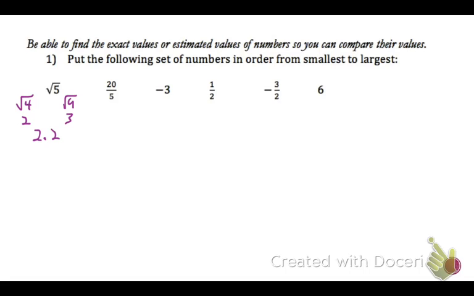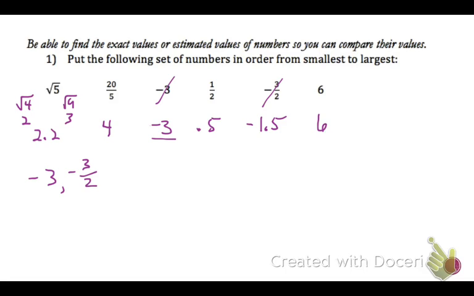25ths, or 20 divided by 5, is 4. Negative 3. 1/2 you can think of as 0.5. Negative 3/2 is the same as negative 1.5, and then we have 6. So you start with the negative numbers, and you look at the number that's most negative. That's the smallest. So negative 3 goes first. Then negative 1.5, but let's write that in its original form as negative 3/2. I'm just going to cross these off.